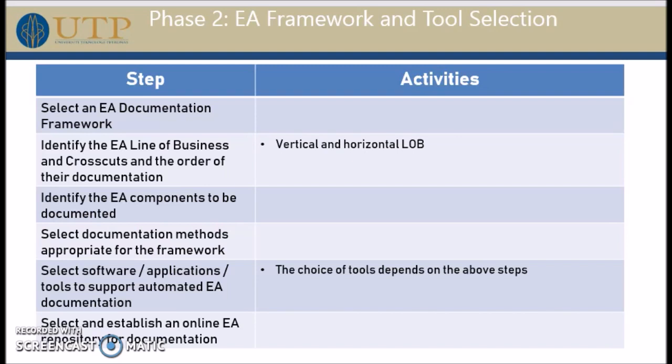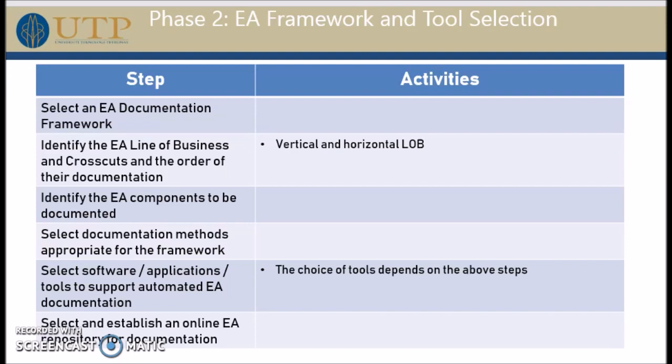As you know, in that level, it's about connectivity, right? The networking infrastructure, and so on. So you would have diagrams such as your networking diagrams, your data connectivity diagrams, or technical documents, and those kinds of things that pertain to that particular level. Okay, the next step is about selecting software applications or tools to support automated EA documentation.